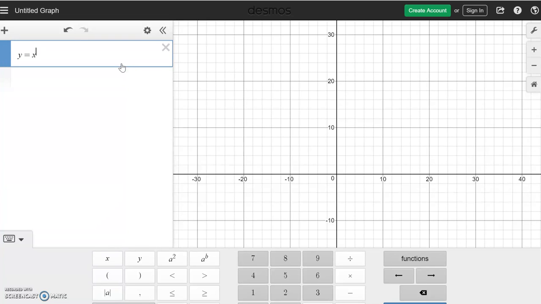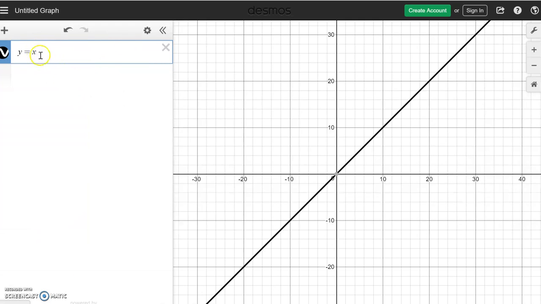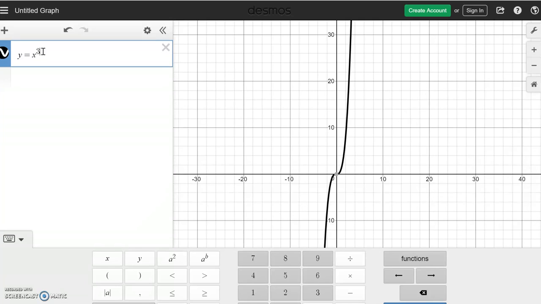So hopefully what you're noticing is, as soon as you have an exponent on a variable that's something other than 1, and keep in mind right here, I don't see anything, so that means the exponent is 1, it's not going to be linear anymore. Even if you do a negative exponent, or 2, any exponent on a variable other than 1 is going to be nonlinear.